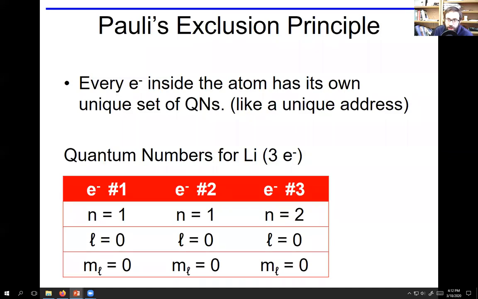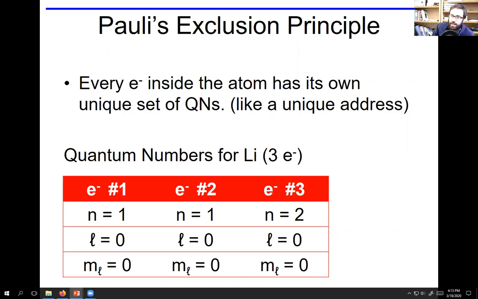So the first thing to know about all this is something called Pauli's exclusion principle. It basically tells you that you can't have two electrons in the same place. Another way of saying that is every electron inside the atom has its own unique set of quantum numbers. This is like its unique address, and you can't have two electrons living in the same address, in the same place. They each have to occupy a different area of space. Where that area of space is may be a little counterintuitive to define because it's like a probability map, but it's defined by the quantum numbers.